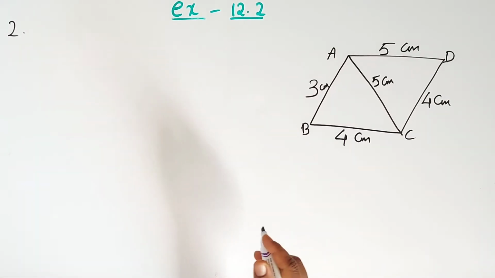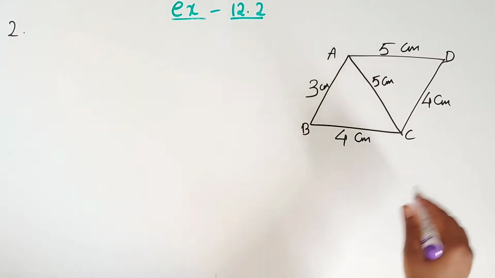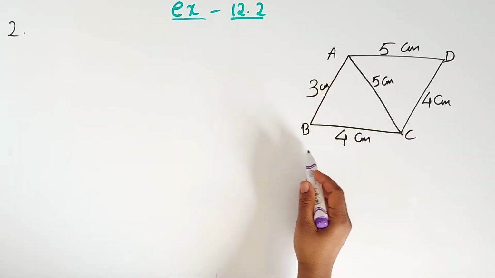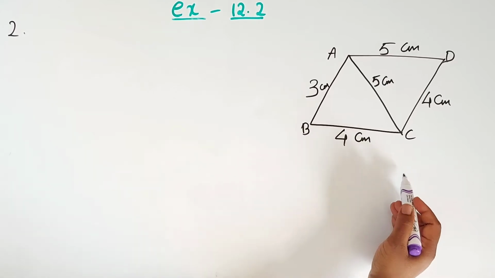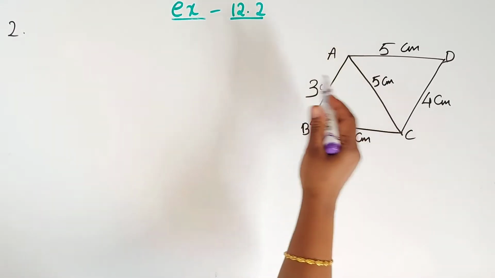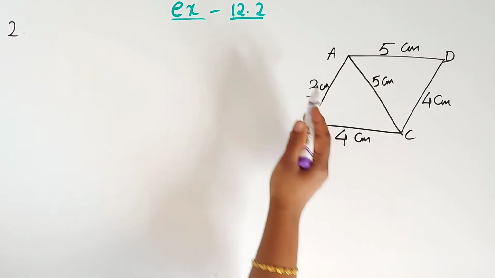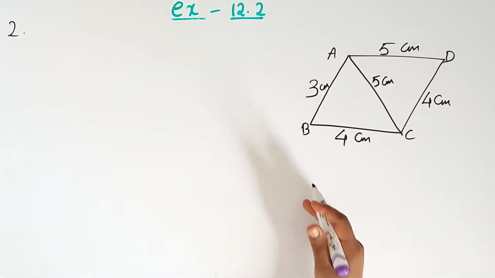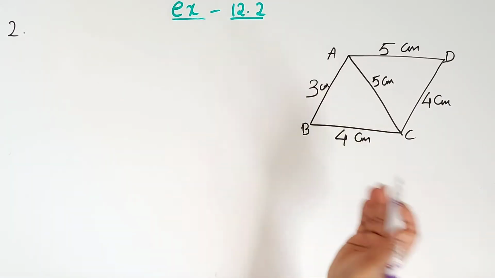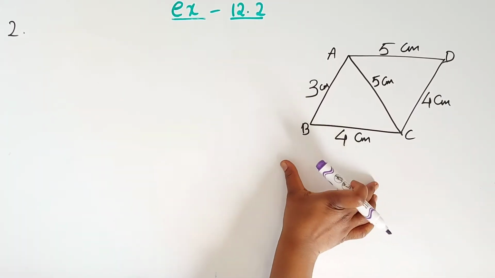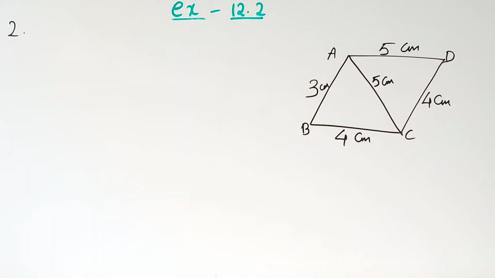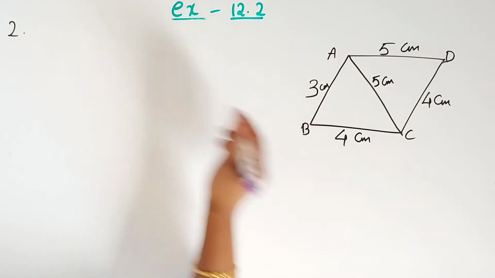Question 2, children. Find the area of a quadrilateral ABCD in which AB equal to 3 cm, BC equal to 4 cm, CD equal to 4 cm and DA equal to 5 cm, AC equal to 5 cm. Here they have given one quadrilateral, children. So here we have to find out the area. Same like the before question, we have to find out triangle ABC area and triangle ACD area and we have to add. Right, children? First we will go with triangle ABC.